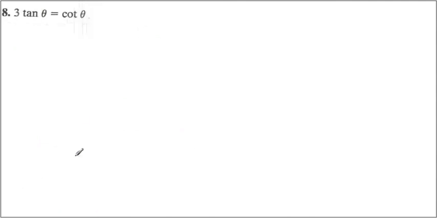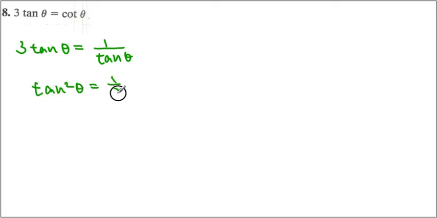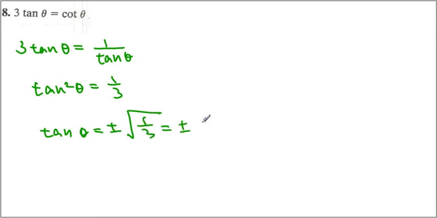Alright, how about here? Since cotangent is 1 over tangent, we get to have 3 tangent theta is equal to 1 over tangent theta. Then once you cross multiply and divide by 3, we end up having tangent squared theta equal to 1 over 3. Then as you can see, tangent theta will be equal to plus or minus square root of 1 over 3. Once you simplify this one, we end up getting plus or minus radical 3 over 3.